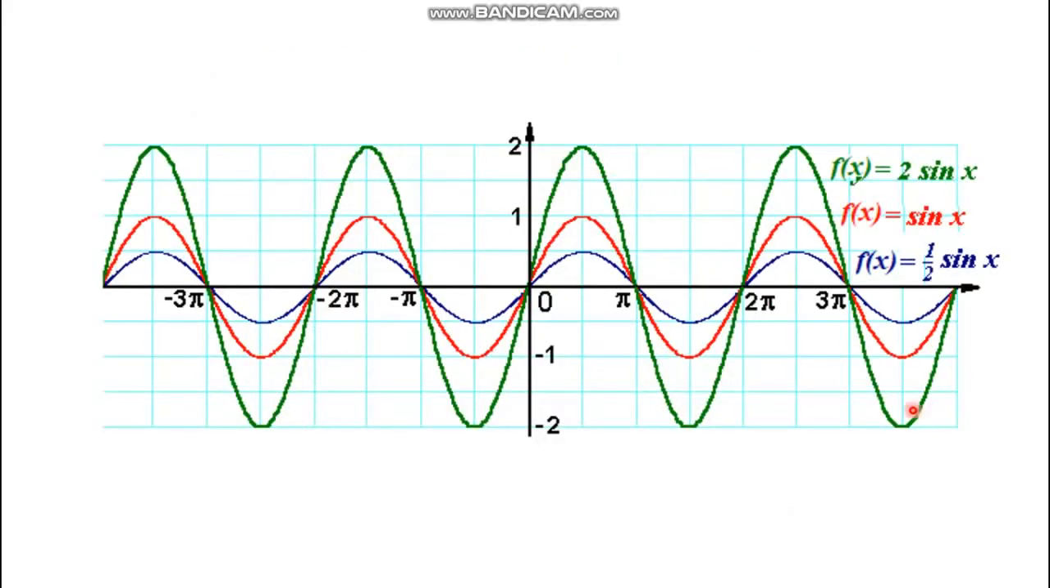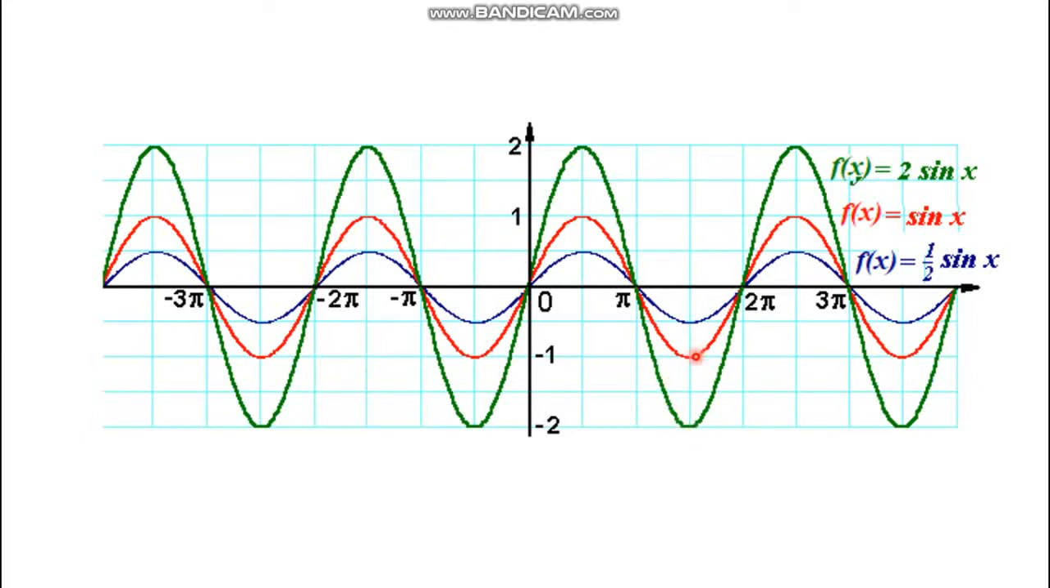Now if the value of f(x) is a little bit modified, suppose f(x) is sine x, but if f(x) is twice sine x or half sine x, then the amplitude changes but the period doesn't change. At pi they have the same value, at twice pi they have the same value, but at 3 pi by 2 it has a different value. In case of half sine x, it is half of sine x. In case of twice sine x, it is double that of sine x.